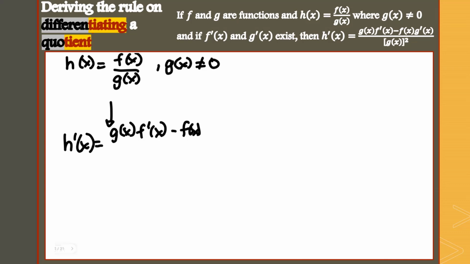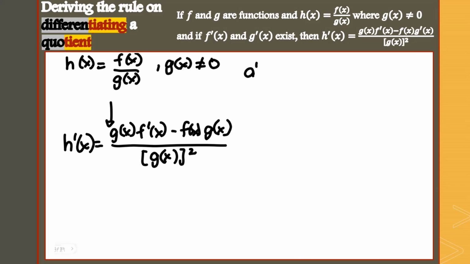Take note, it's minus, so the numerator cannot be interchanged, unlike the rule on product, because that's addition. In this case, again, we cannot interchange the terms of our numerator, over the square of whatever the original denominator is, or g of x. So this is the definition.